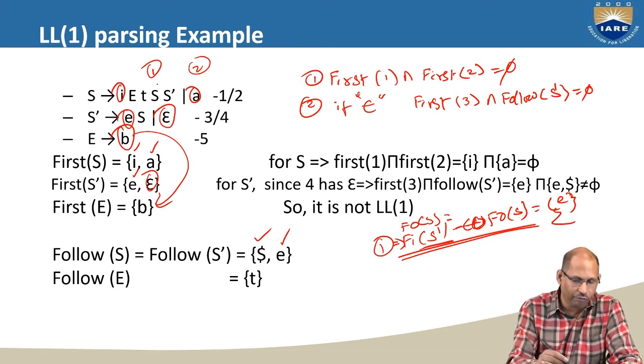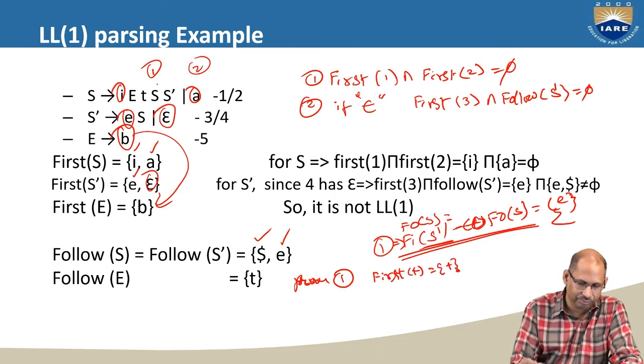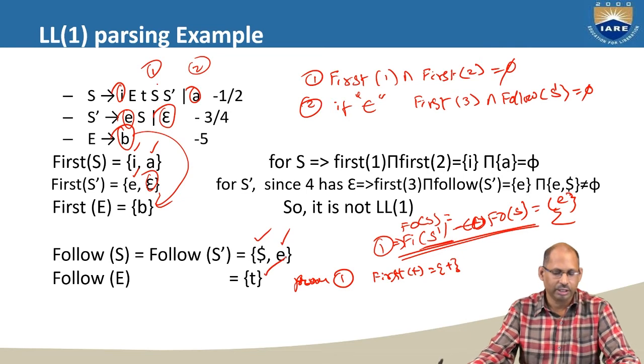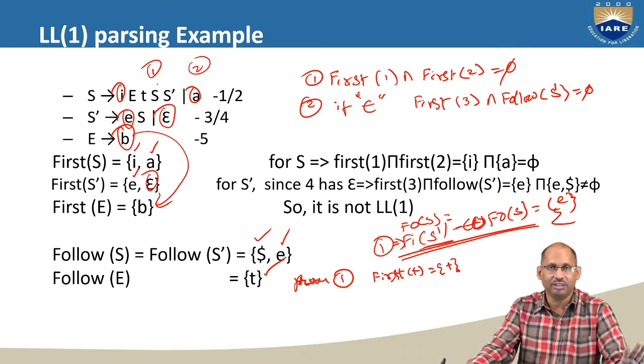Then follow of E from production 1, follow of E is simply first of T. It is simply t. Right? So follow of E is the dollar sign, e and t. Now we have calculated the first and follow of the variables.